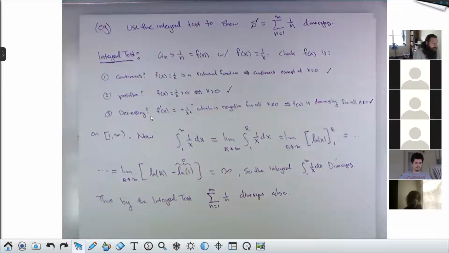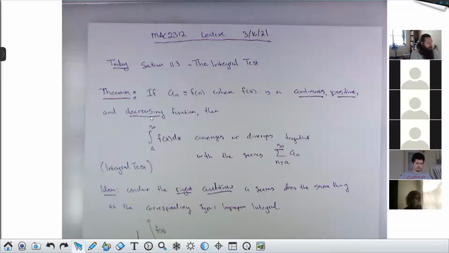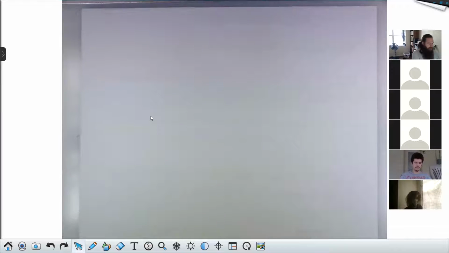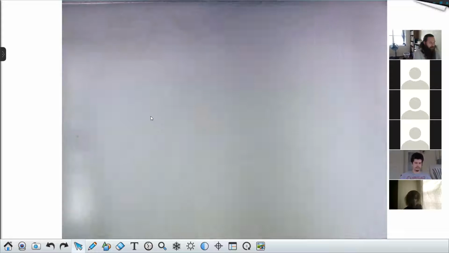There's a large family of problems we can solve all at once using this theorem. You guys remember P integrals? Well, the corresponding family of infinite series are called P series.